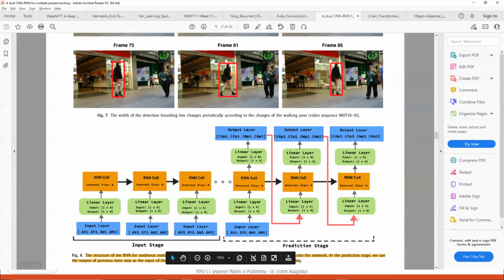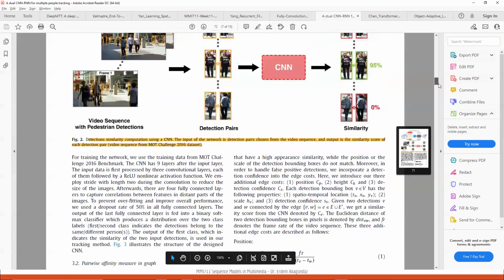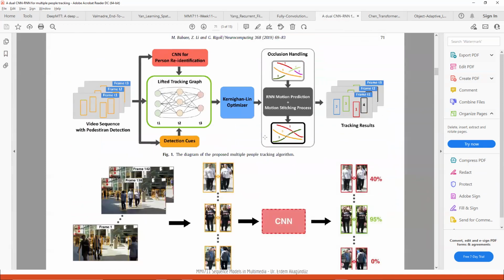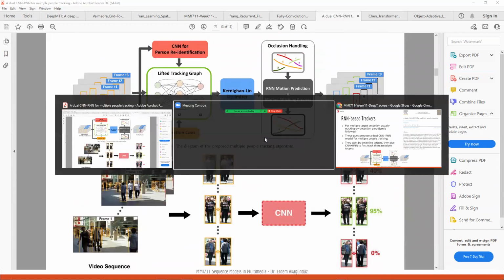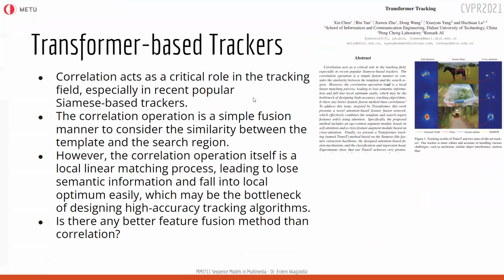So this is the input stage, this is the prediction stage, and this input is the clean candidate results, the output taken from here. So let me just, it's here. Very nice idea. Any questions about this paper?